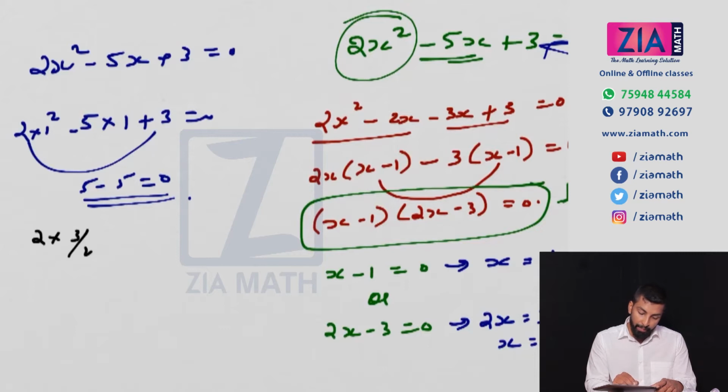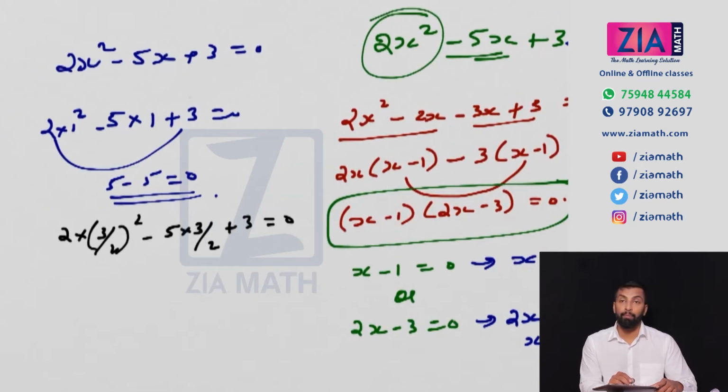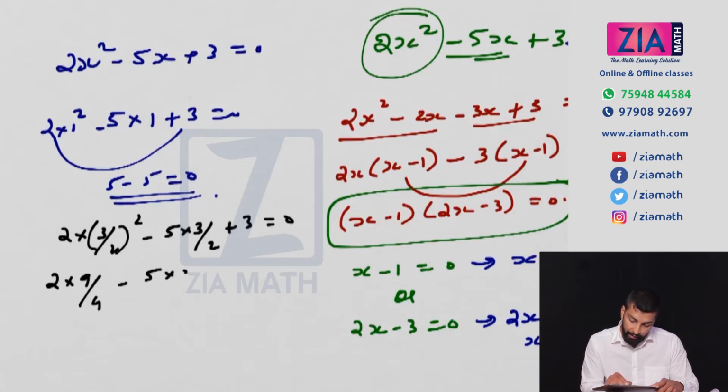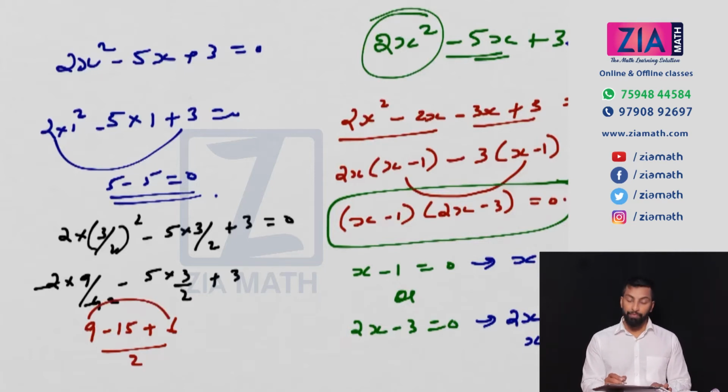Or if you want, you can substitute 3 by 2 also. 2 into 3 by 2 square minus 5 into 3 by 2 plus 3 equal to 0. So 2 into 3 by 2 square means that becomes 9 by 4, right? 2 into 9 by 4 minus 5 into 3 by 2 plus 3. So this 2 is getting cancelled with this. This becomes 9 by 2. 9 by 2 minus 15 by 2 plus 3. So let's take 2 as the LCM. Then you multiply this with 2. So what will happen is 9 minus 15 plus 6 divided by 2, right? So 9 plus 6 is 15, 15 minus 15 is 0.